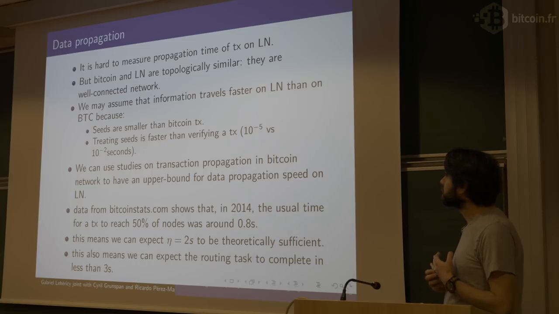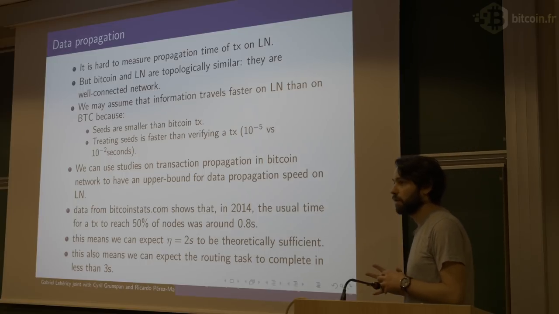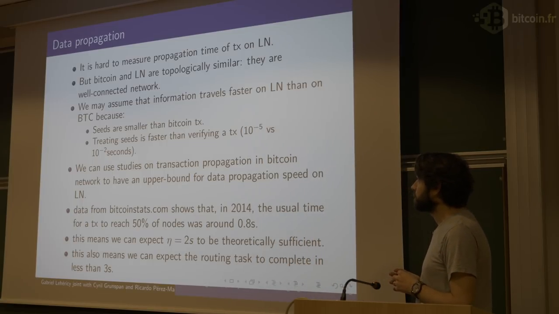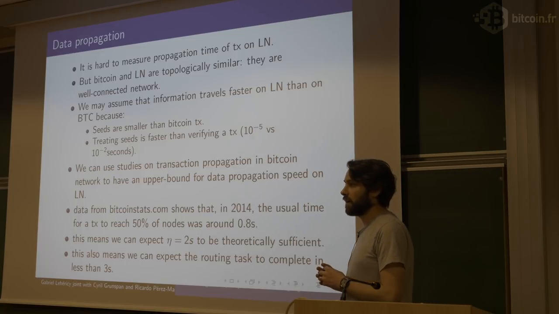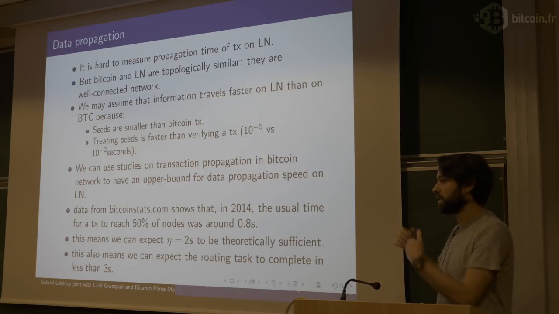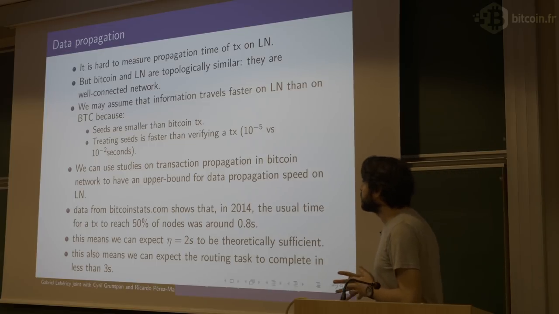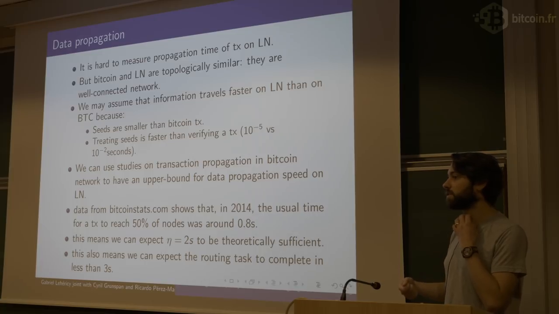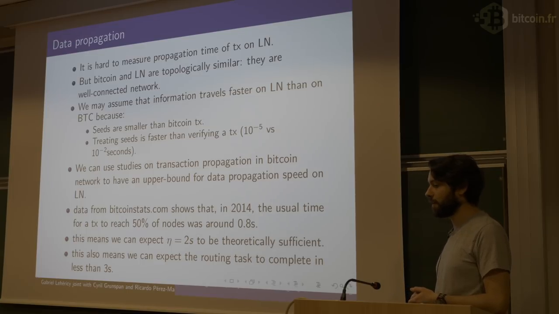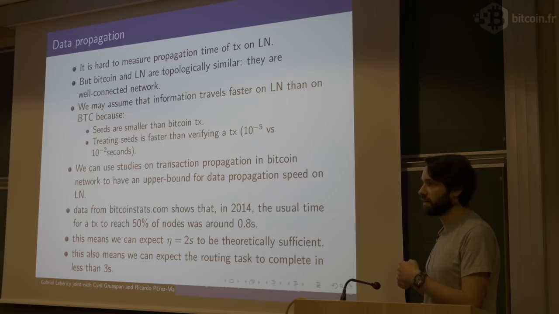in the routing task on the Lightning Network, the data propagation will actually be quicker than transaction propagation for Bitcoin. There are two reasons for this. As I said earlier, which is also why I compare it to the size of a Bitcoin transaction, the seeds were 25 bytes, and this is a lot smaller than the Bitcoin transaction. So it should be transferred more quickly from one node to the other. And also, the task of a node in the routing is just performing a lookup and insertion algorithm, basically. So it's a lot quicker than transaction verification in the Bitcoin network.